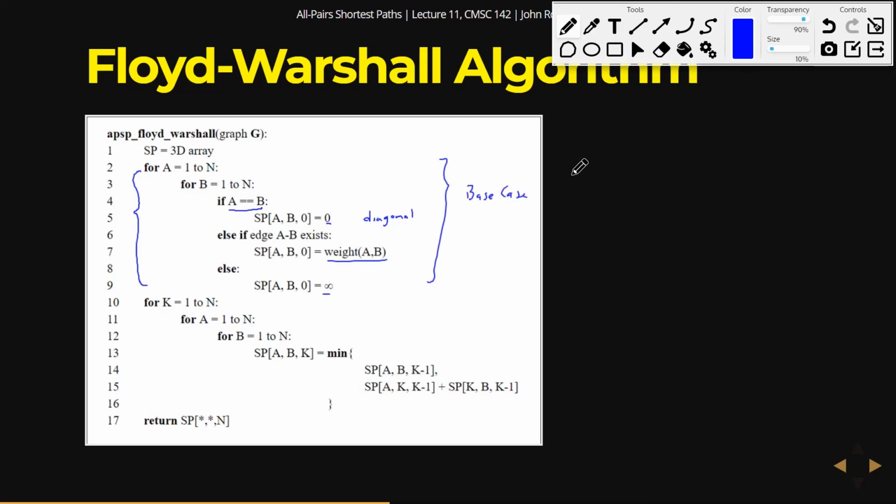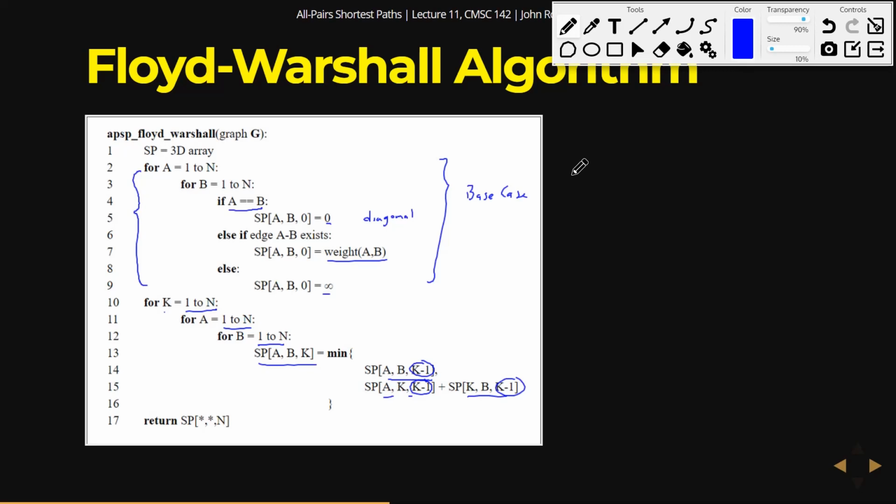Okay, and then this is the actual tabulation. So for K from 1 to N, for A from 1 to N, and then for B from 1 to N, and then SP[A][B][K] is just the minimum of SP[A][B][K-1]. So this is from the previous table. And then SP[A][K][K-1] plus SP[K][B][K-1]. So this has already been solved as well. Same with this one. Okay. So it's pretty straightforward once you have the recurrence relation for the subproblems.